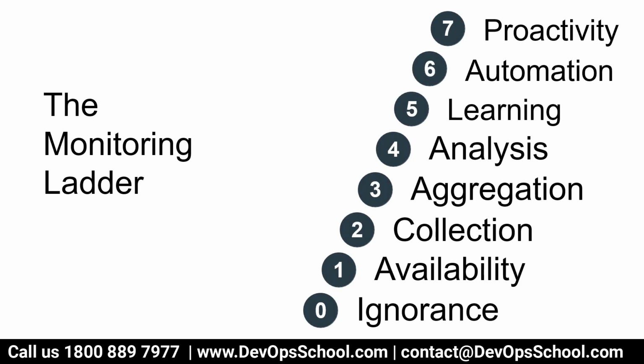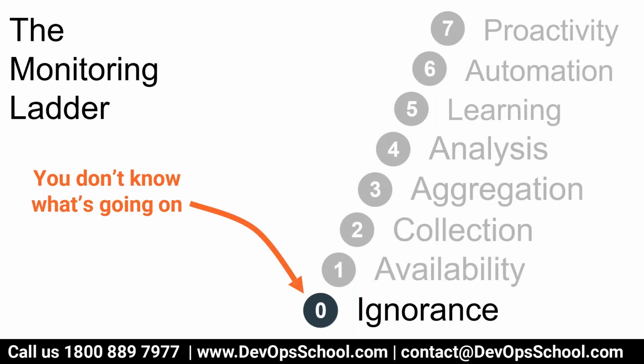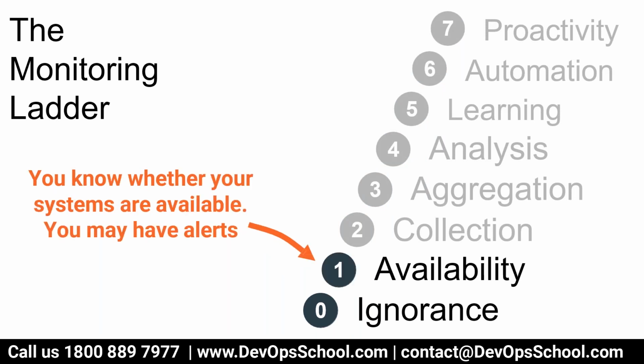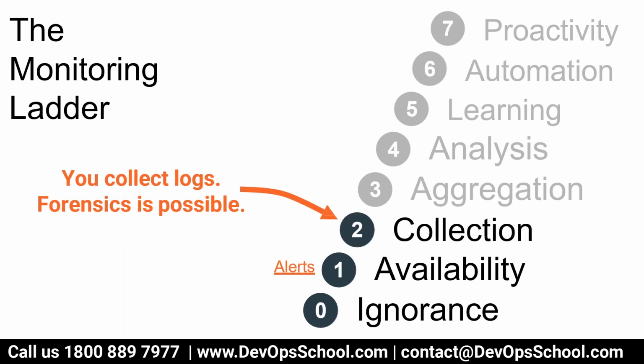Starting from 0 to 1, 2, 3, 4, 5, 6, 7, so these are the total 8 ladders you have. Starting with ignorance, that means you don't know what's going on with your system. Then you set up, you want to know whether your systems are available. You may have availability alerts, you want to collect the logs, forensics is possible. That's step number 2.